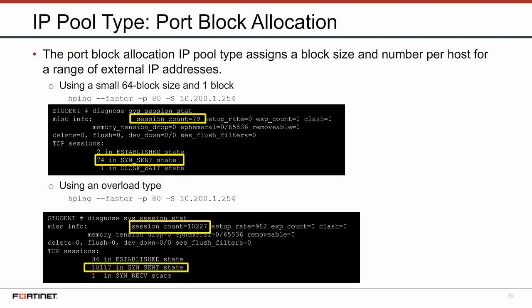The two CLI outputs shown on this slide illustrate the behavior difference between the port block allocation IP pool type and the default overload IP pool type. Using hping, a rogue client generates many send packets per second. In the first example, the port block allocation type limits the client to 64 connections for that IP pool. Other users will not be impacted by the rogue client. In the second example, the overload type imposes no limits, and the rogue client uses many more connections in the session table. Other users will be impacted.